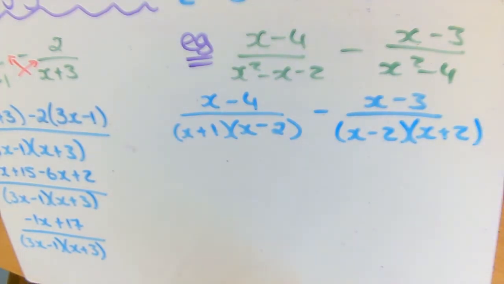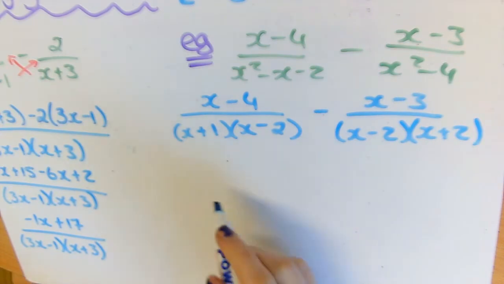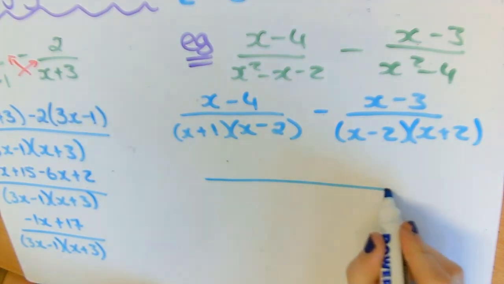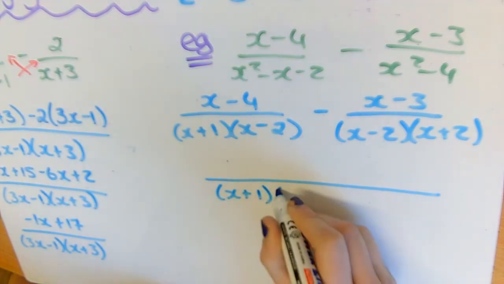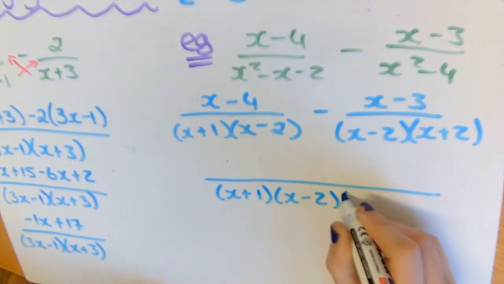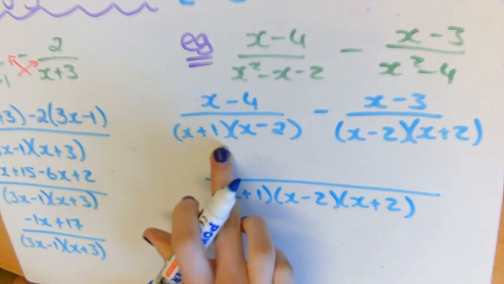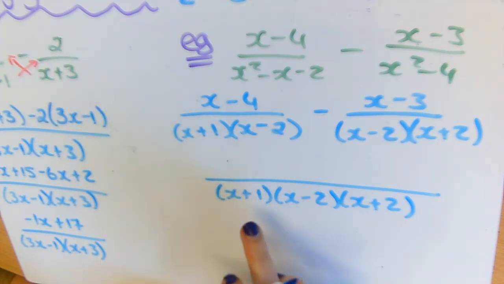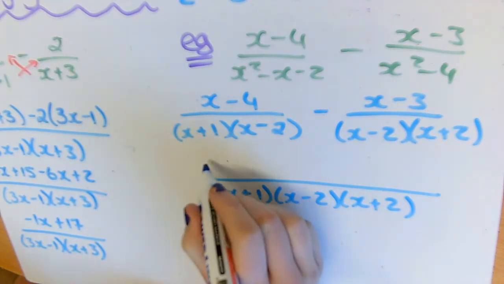So what I can see now is that minus 2 and minus 2, these brackets are the same. So to get a common denominator, I don't need 4 of them, I only need 3. I have x plus 1 by x minus 2 by x plus 2. Okay? Which means now I can actually see that again here, to do this one, I only need to multiply by the one that's missing. So this one has x plus 1 and x minus 2, so it's only missing x plus 2.